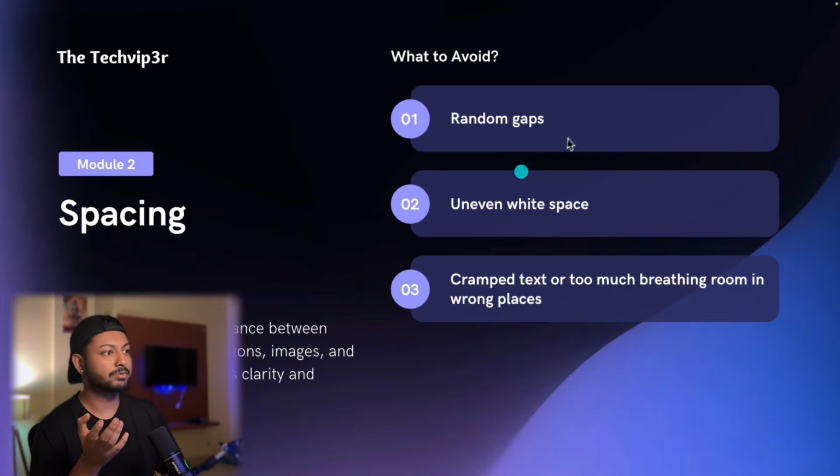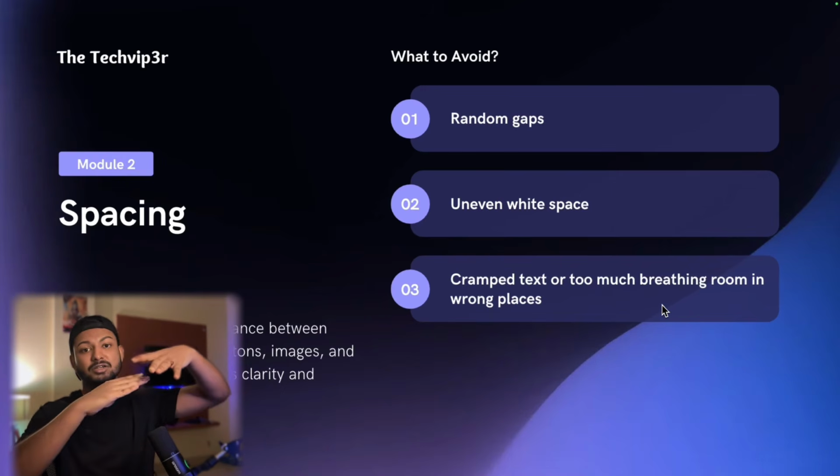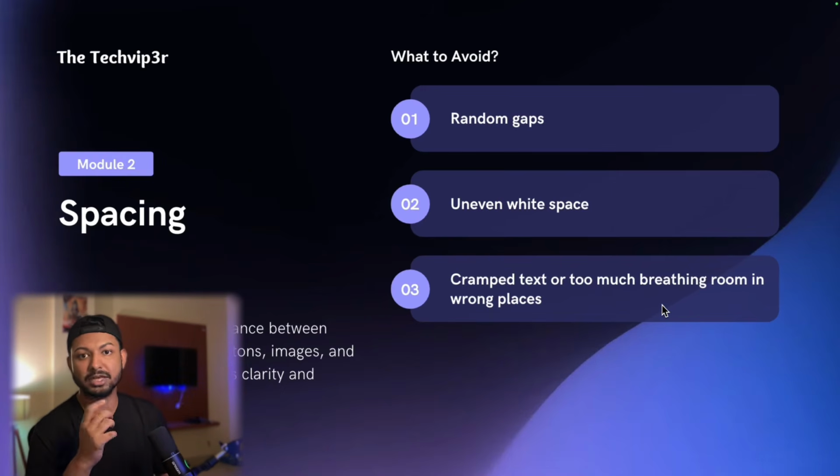What to avoid: random gaps, uneven white spaces, cramped text or too much breathing room in wrong places, too many spaces, very cluttered areas. Those things we need to take care of while doing the spacing for our project.